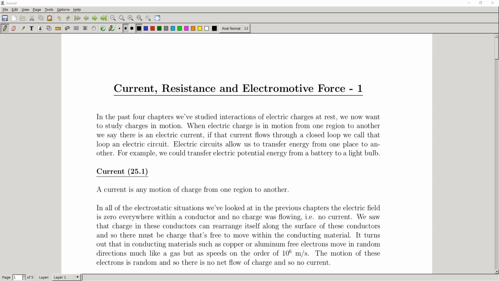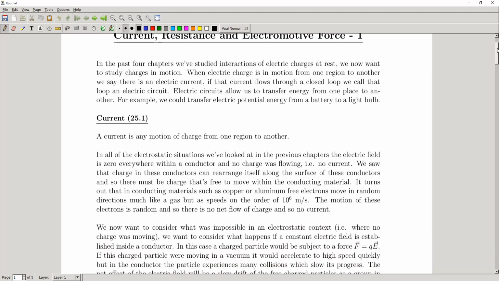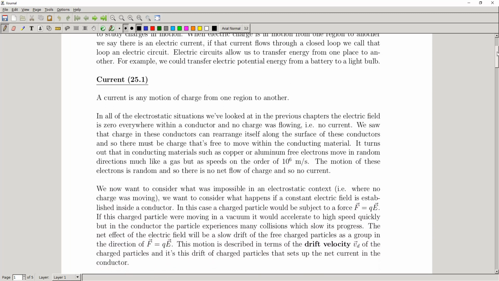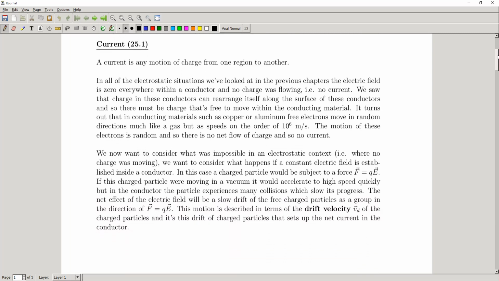Okay, so we're going to start our discussion here by talking about current, and everything I'm talking about here is from chapter 25 of the text. This first video is going to be focused on section 25.1. And so let's get right into it.